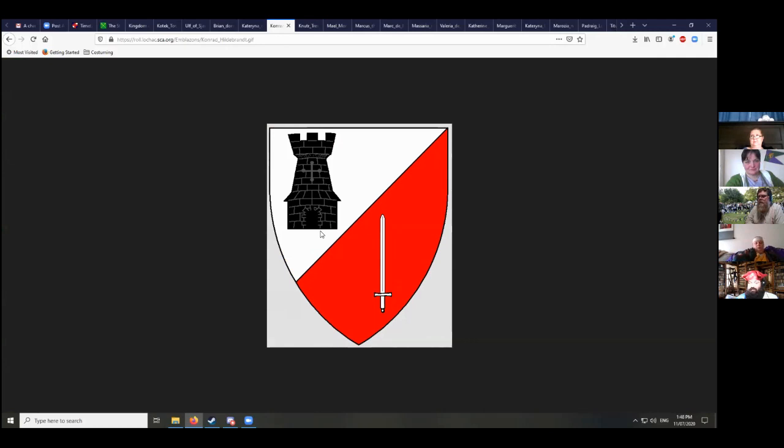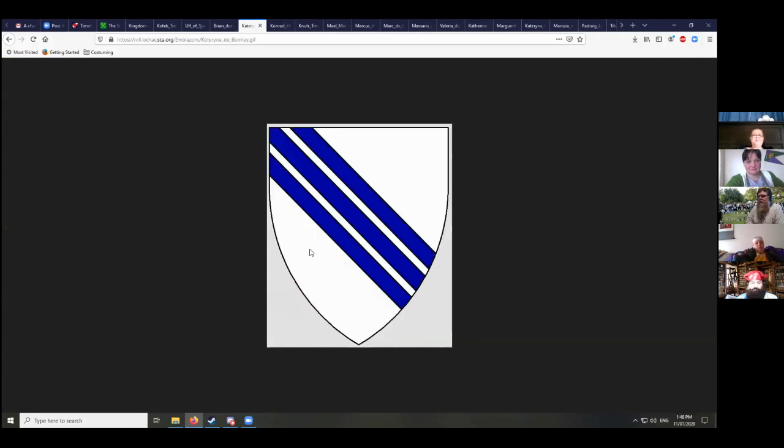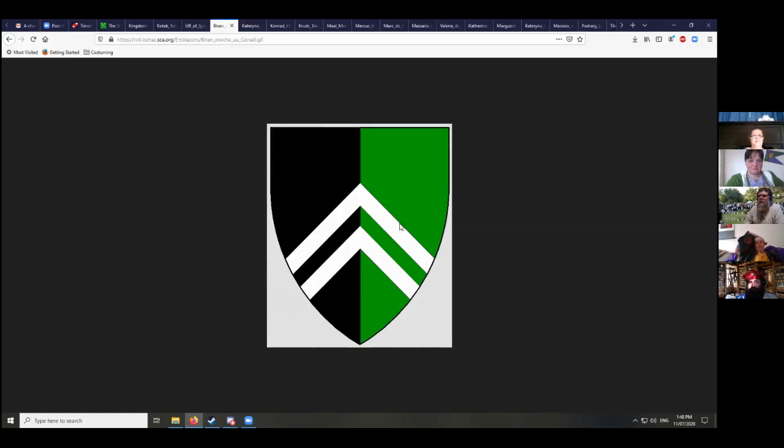This does not have a central ordinary, but it does have a primary charge group. I'll get back to it later. This does have a primary charge group that's formed of diminutives of a particular ordinary. This charge group must be the primary charge group because it crosses the center of the shield. It's part of a central ordinary. Brian's, yeah, sure. I would say on second thought, yes.